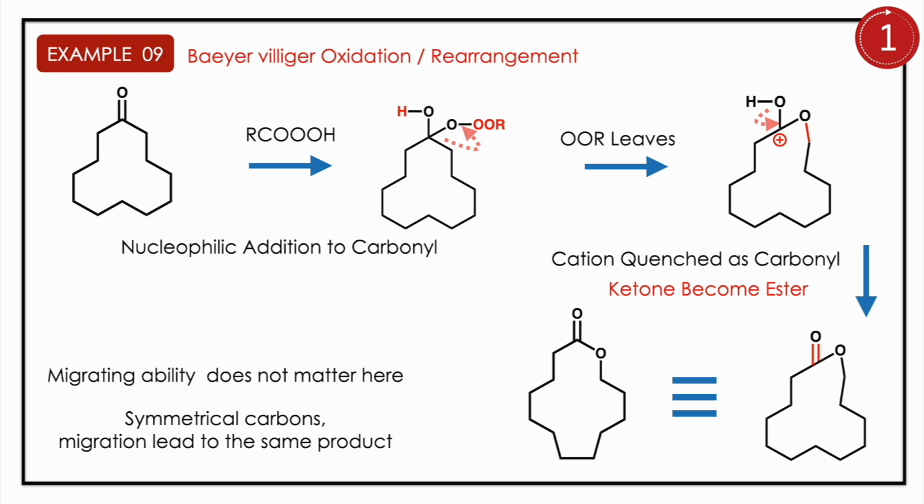But the interesting fact here is ring expansion. The 11-member ring will become a 12-member ring by the insertion of oxygen. Here you need not worry about migrating ability because both carbons are the same. And the fact you should learn here is that for symmetrical carbons, migrating ability does not matter.